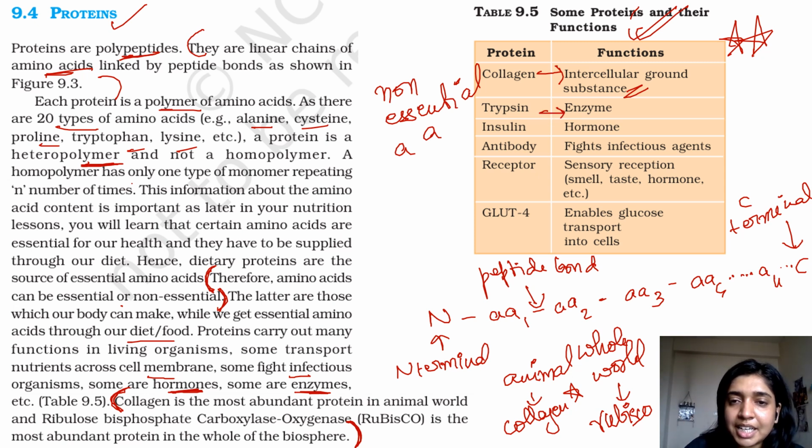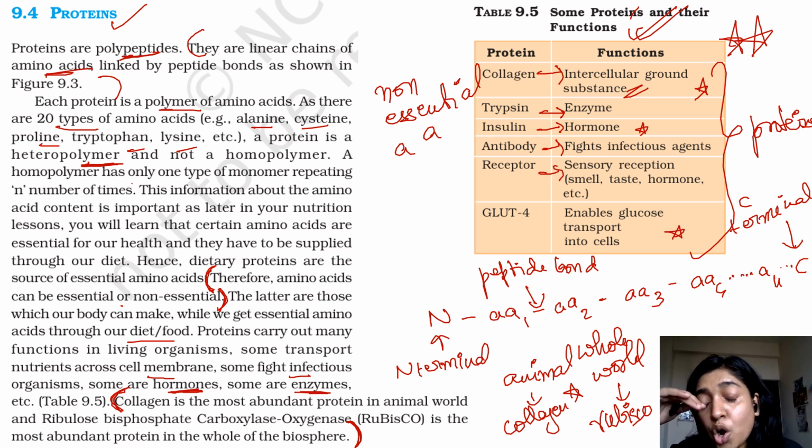Trypsin is an enzyme, and all of these are proteins. Insulin is your hormone. Antibodies fight against infectious diseases. This has come, this has come, and this has come. Receptors are present on your cells.